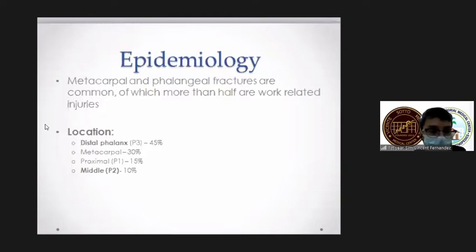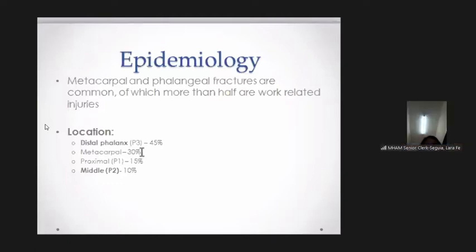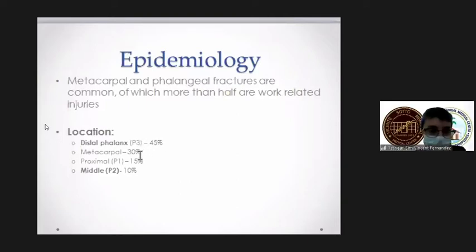So let's start off with the epidemiology. Metacarpal and phalangeal fractures are common, and more than 50% of these are work related. The most common location is your P3, or your distal phalanx, and then the next is the metacarpal, and then the P1, and then your most problematic is your P2 in the middle.